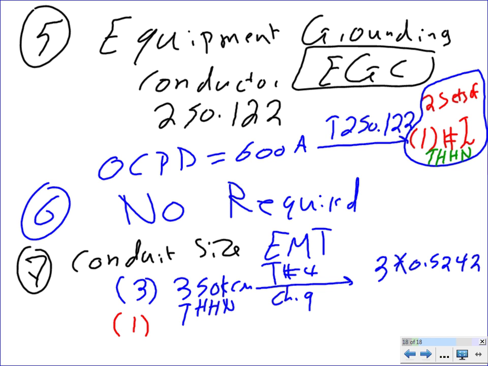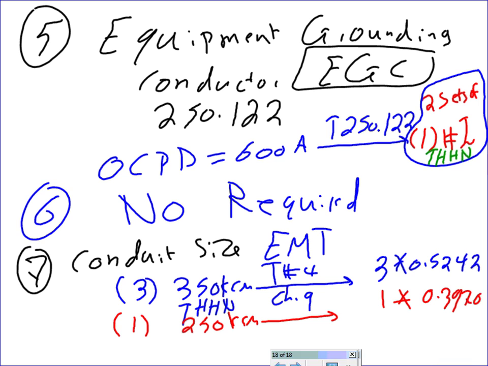Then the second one, the neutral. What was the size of the neutral? 250. Thank you. 250 kcmil, the same table. That will give me 1 times what? Because there's one of them. 0.3970. Okay? 0.3970.